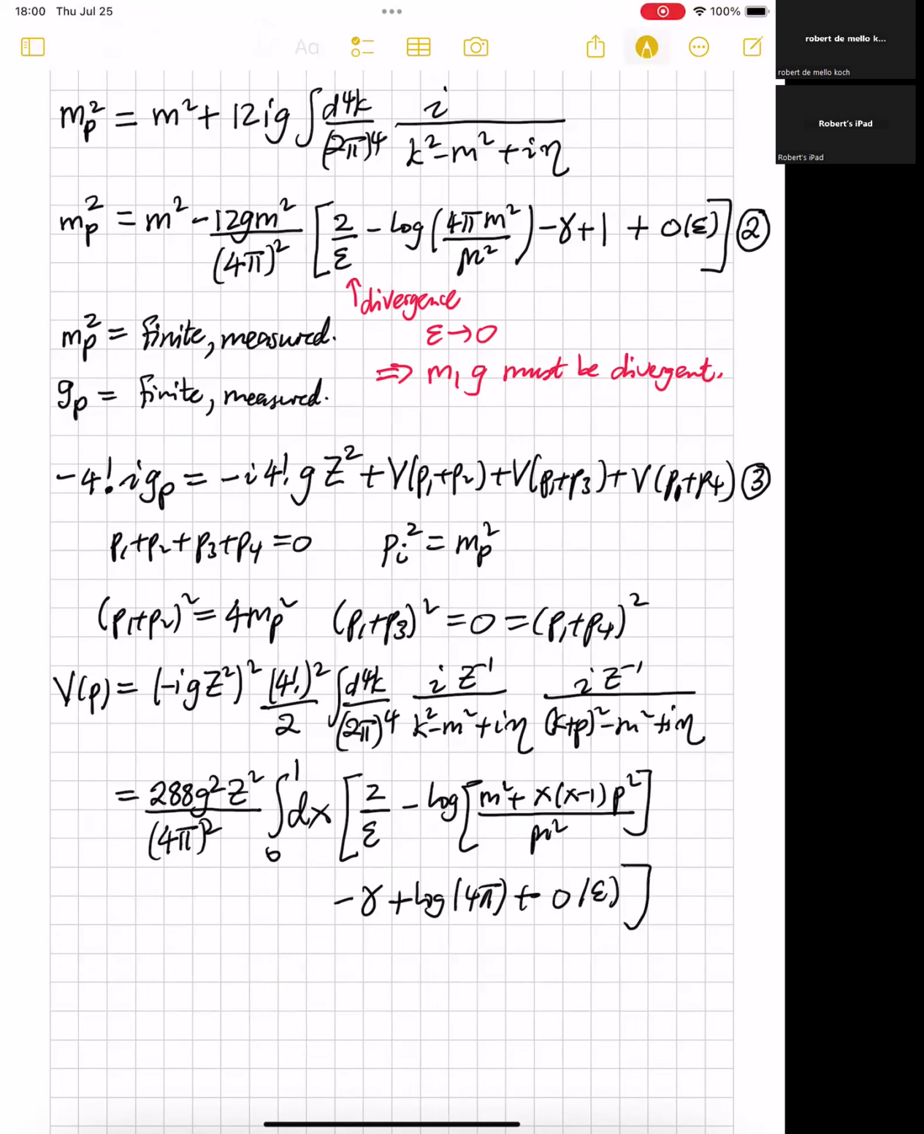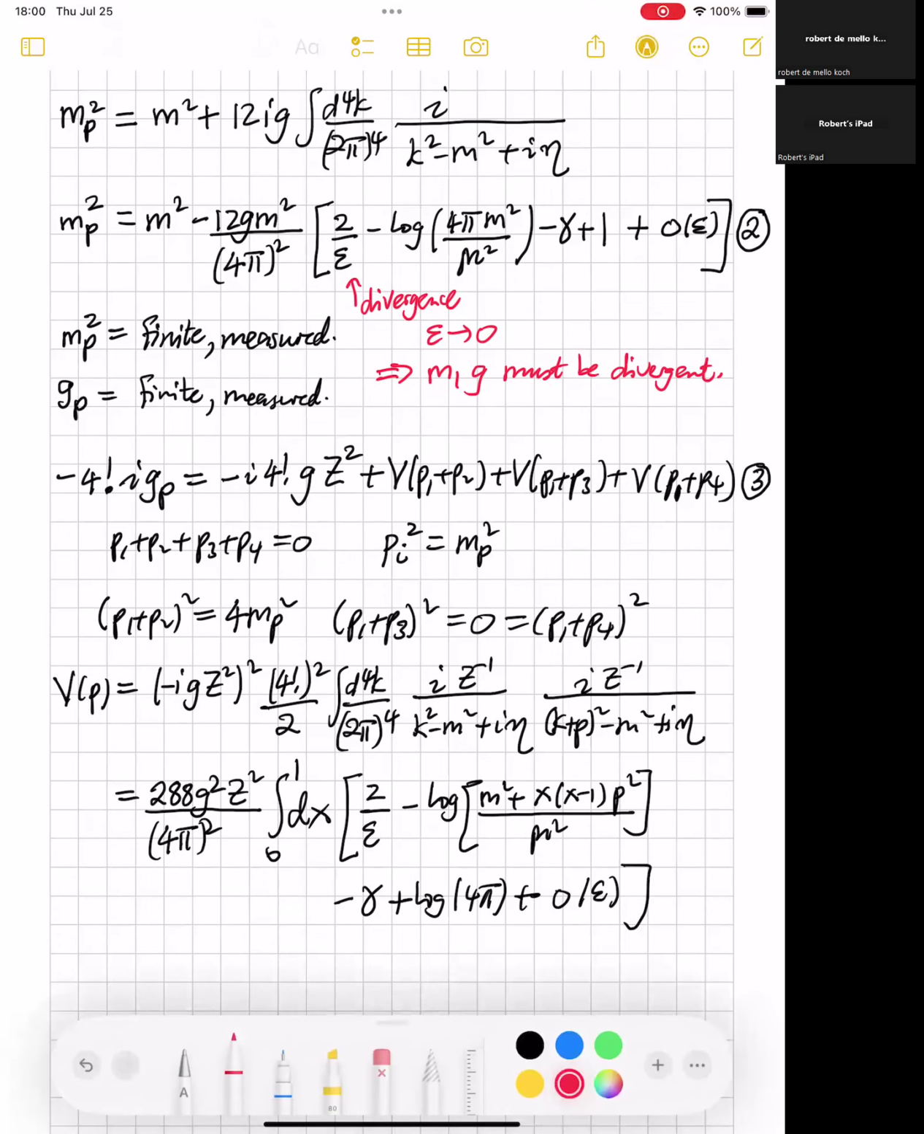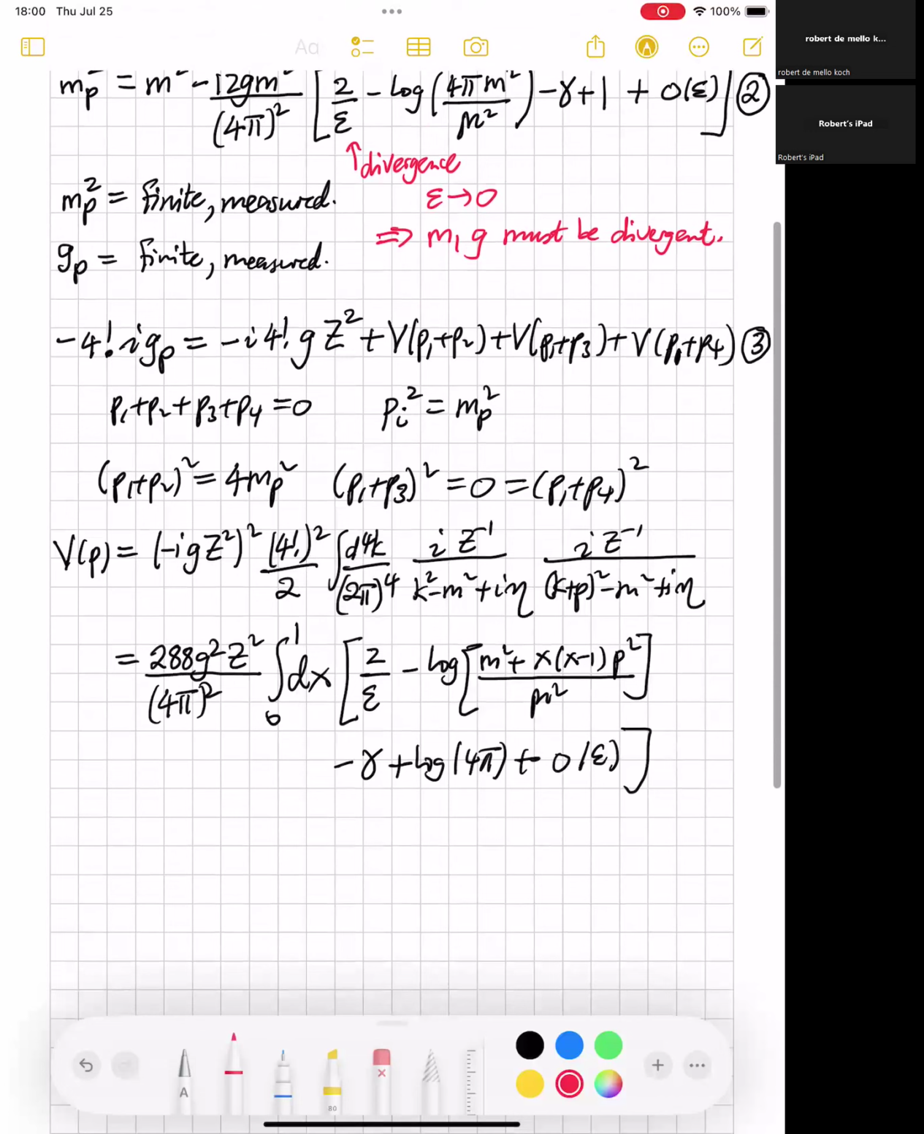And you see once again that here there was a divergence. Look, there's 2 over epsilon. As we let epsilon go to 0, we will get a divergence. So again, to cancel this divergence, G and M had better be infinite, okay?